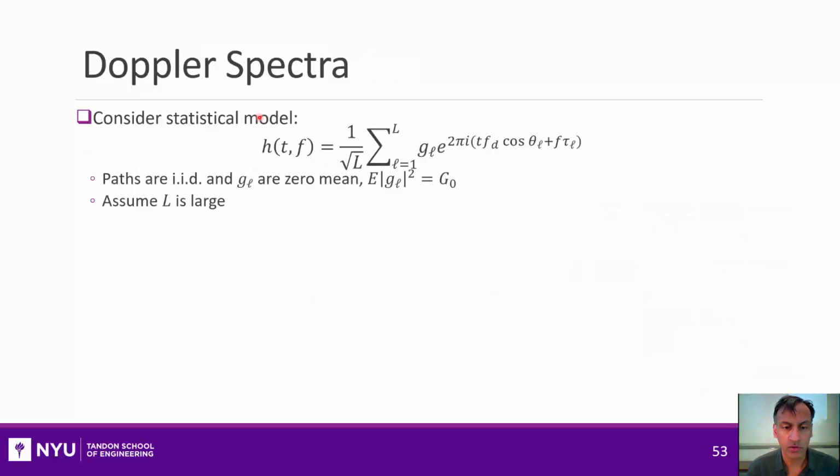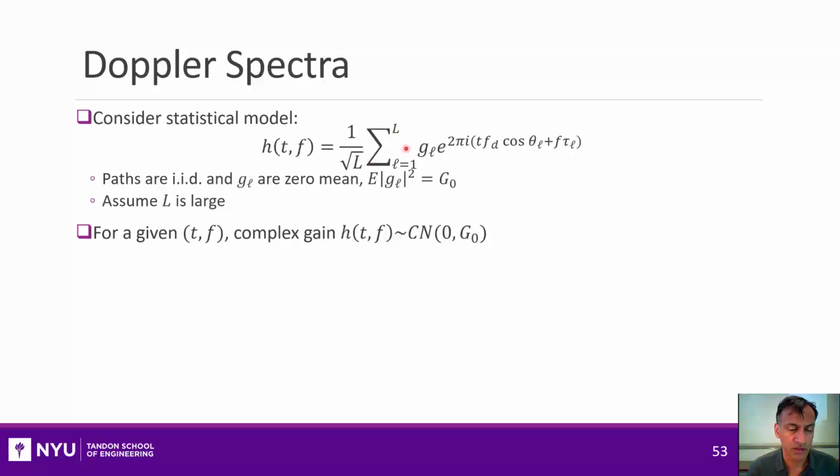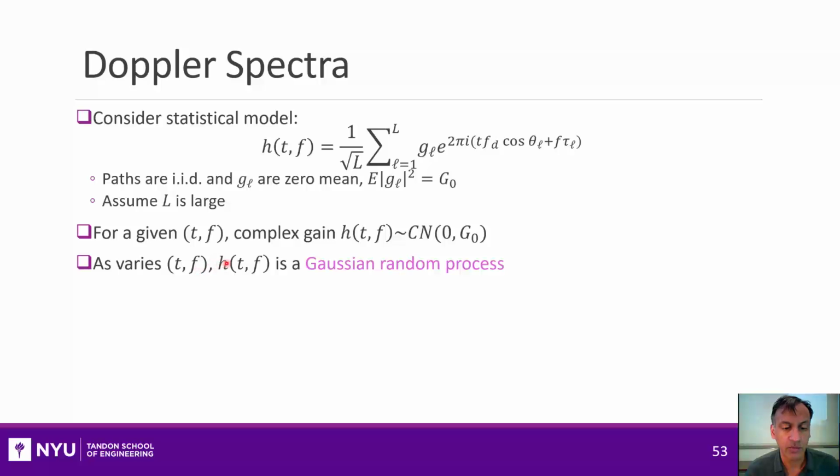Okay, so as before, we have our time-varying frequency response. It's given by the sum of a large number of paths, and we're trying to model these paths as IID when L is large. What we saw up to now is that if you fix the time and frequency, that complex gain is a complex Gaussian because it is a sum of a large number of IID components, and we applied the central limit theorem. But what's also interesting is that as the time or the frequency varies, that process can be considered as a Gaussian random process. A Gaussian random process is just any variations in time or in frequency which are jointly Gaussian.